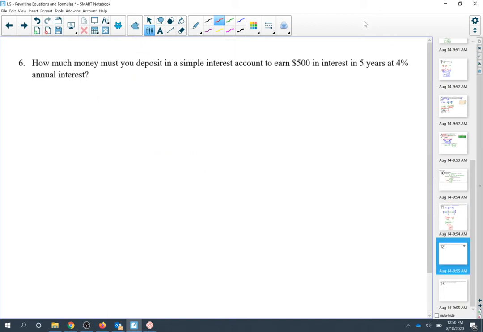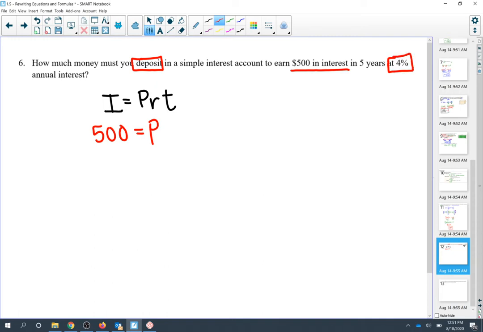Number 6, how much money must you deposit in a simple interest account to earn $500 in interest in 5 years at 4% annual interest. So if I go back and reference that page, we're talking about simple interest here, and the formula we were given is interest equals PRT. Okay, now how much money must you deposit? That's going to be your principal, which tells me I don't know what P is. But I want my account to earn $500 interest. Well, interest is I, so I'm going to substitute 500 equals P, I don't know, because that's how much money I'm going to have to deposit, meaning my starting amount of money. If I want 4% interest, that's your rate.